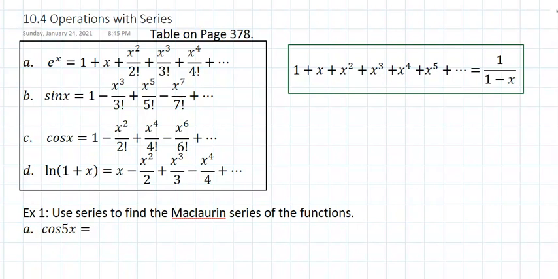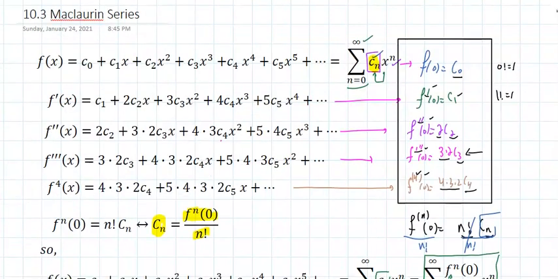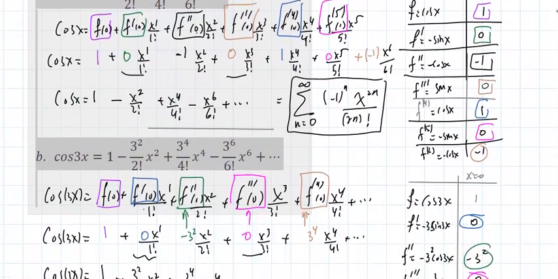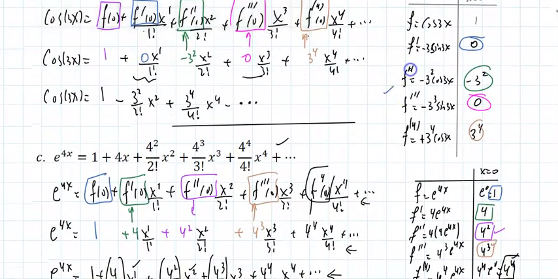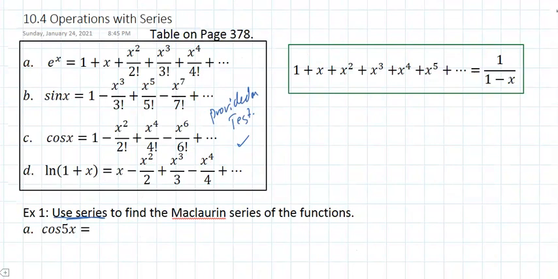Section 10.4 is a really straightforward section, talks about operations with series. So this table right here is on page 378. This is provided on your test. So when you see "use power series," you could use that table. Versus when it says, as in the previous section, "verify the power series," then you have to verify them by showing. So use, you could use the table.